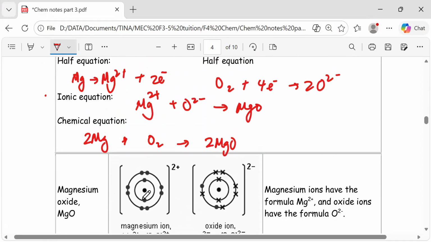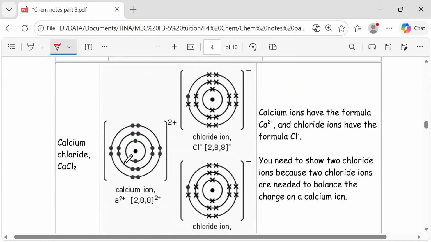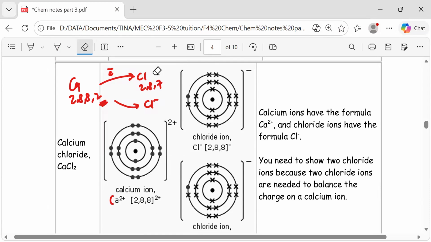Okay. Now, if magnesium oxide is like this, calcium chloride, how many chlorines do you need to react with the calcium? Calcium is 2, 8, 8, 2. It releases 2. Chlorine is 2, 8, 7. It only needs 1. So one calcium goes to one chlorine. Another, the same calcium goes to another chlorine. So you will have 2 chlorine, 1 calcium. So it becomes CaCl2. Get it? Do you understand why?